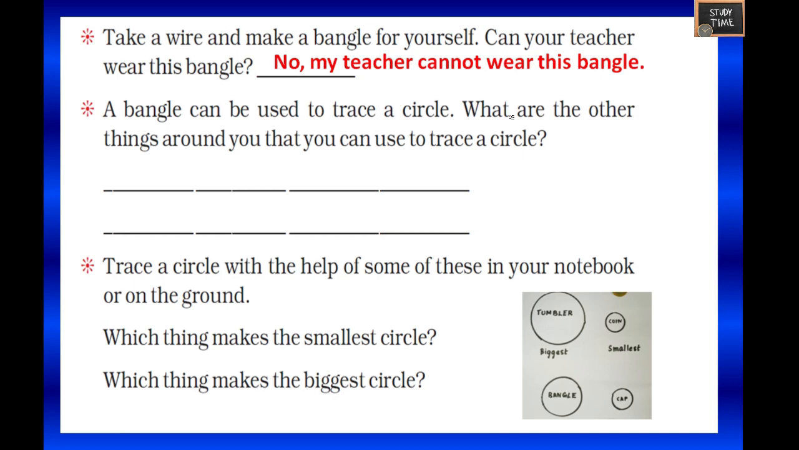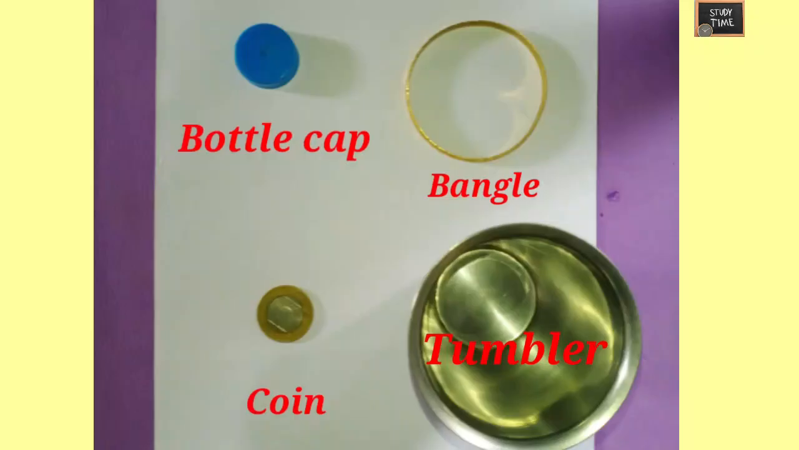What are the other things around you that you can use to trace a circle? You can write what are the other things that you can trace for a circle. It can be a coin, bottle cap, glass, plate, etc. Now, shall we all trace the objects which we saw? For this, you need the following objects.